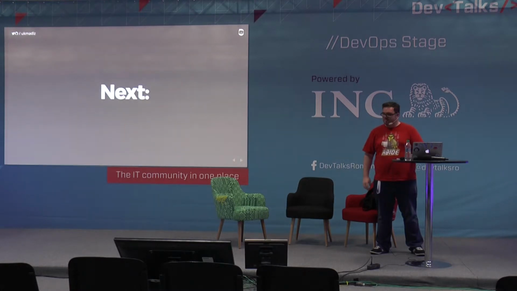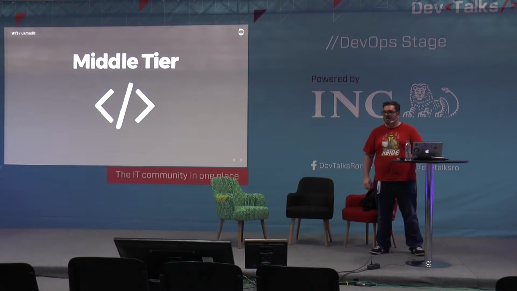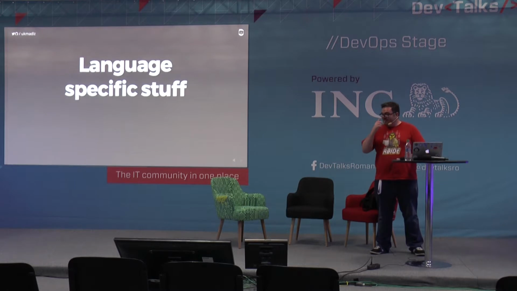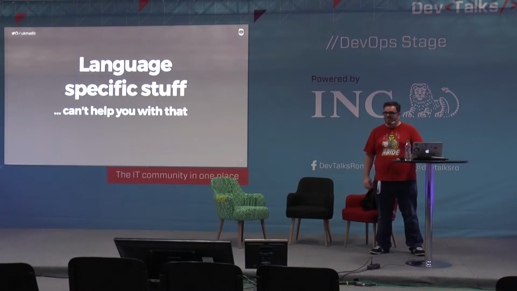Right, next up, the middle tier, the code bit. One of these days, I'll actually find a better logo for representing applications, but surprisingly, they're really not hard to find, and I'm lazy. So, right, you wanted to know about language-specific optimization. I can't help you with that. Sorry.